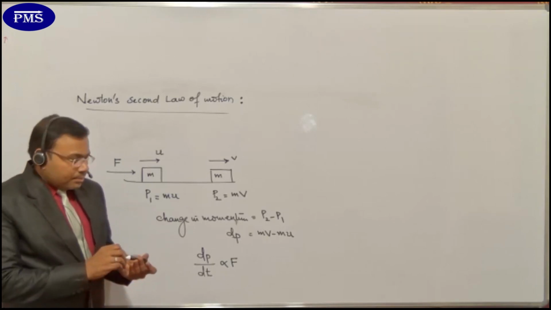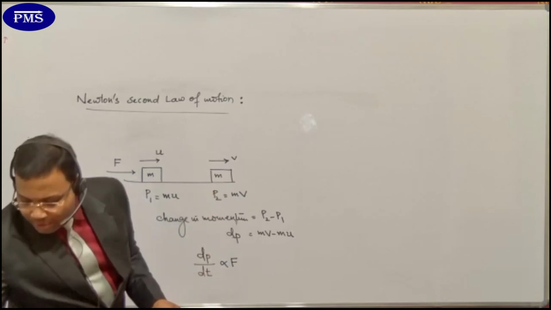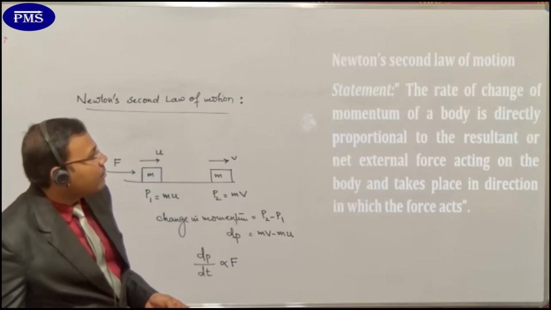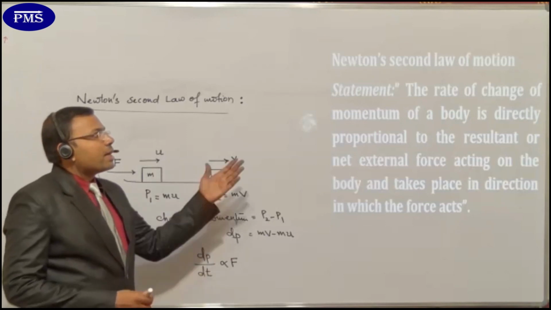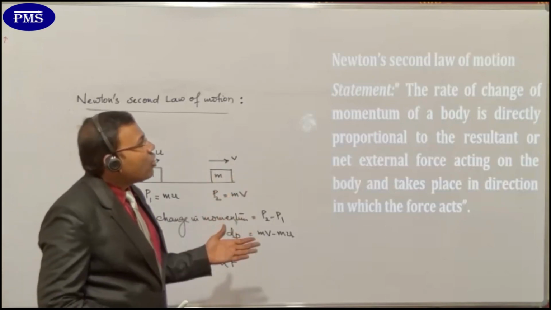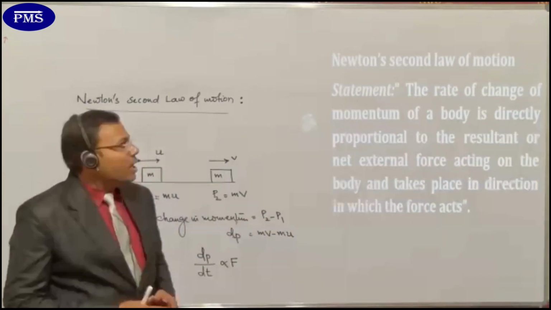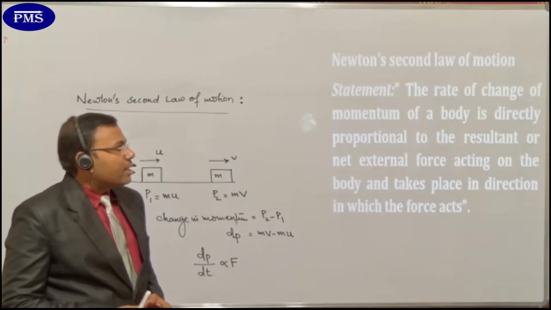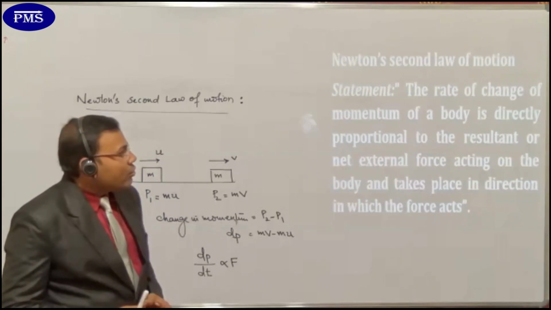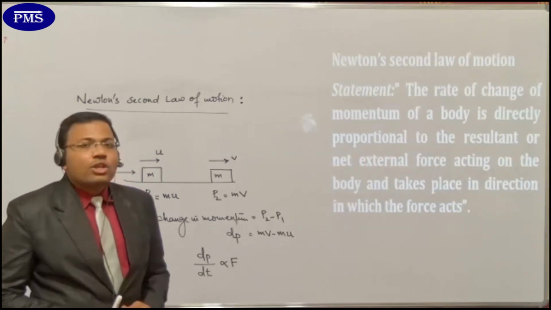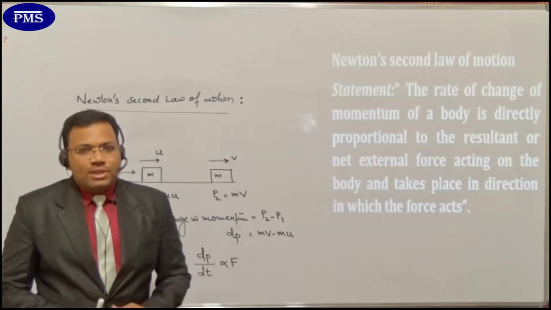So let us go for the statement here. See, Newton's second law of motion, the statement first: the rate of change of momentum of a body is directly proportional to the resultant or the net external force acting on the body and takes place in the direction in which the force acts. I hope the concept is clear.